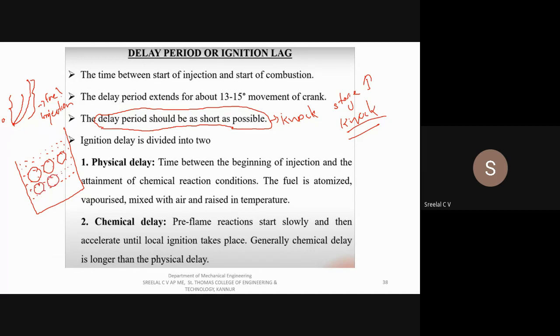And they will get mixed. Due to that more amount or more density of fuel and air mixture, once the burning starts, a high pressure arises. This is the main reason for knock in CI engines. Okay, understood.